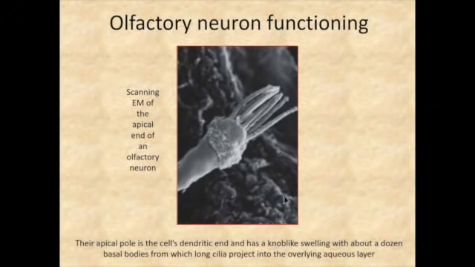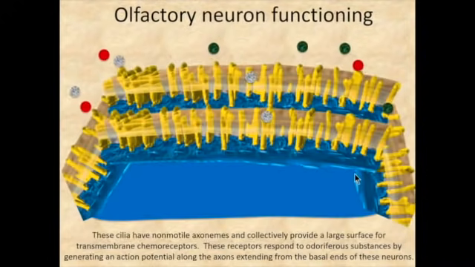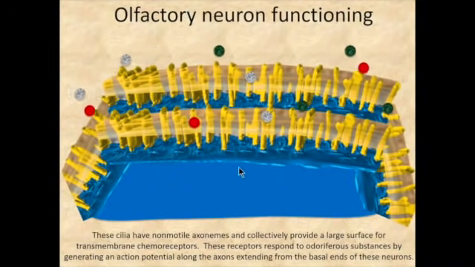And so the Bowman's glands are going to be putting this fluid out that's going to continuously be rinsing off and bathing the cilia that are projecting from these olfactory cells. And so these cilia are going to be ready for stimulation. When you have odoriferous substances in the nasal cavity, they can bind to a lot of these transmembrane chemoreceptors that are sticking off the ends of the cilia.